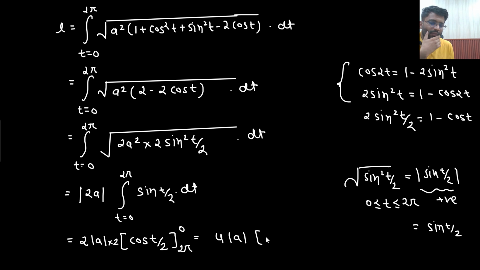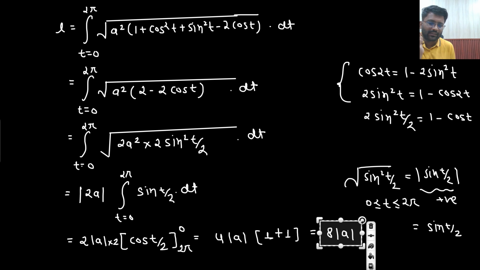What is cos of 0? Cos of 0 is 1 minus cos of pi. Cos of pi is minus 1, so this will become plus 1. So what is the answer? Answer is 8 into mod of a. That's the answer. 8 into mod of a is the answer.